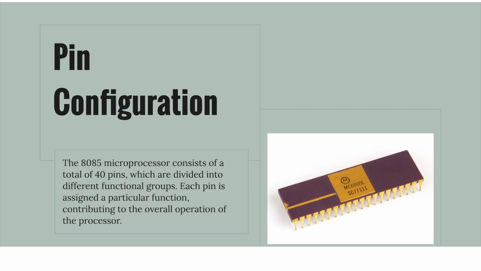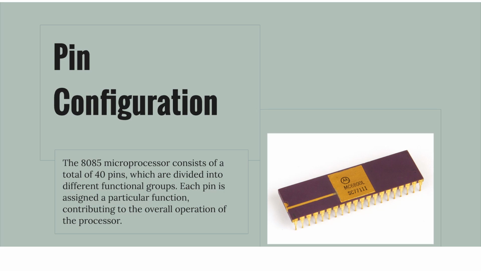A microprocessor pin is a small electrical connection on the microprocessor chip that allows it to communicate with other components in the computer system. Microprocessor 8085 consists of a total of 40 pins. Each pin has a specific function, contributing to the overall operation of the processor.